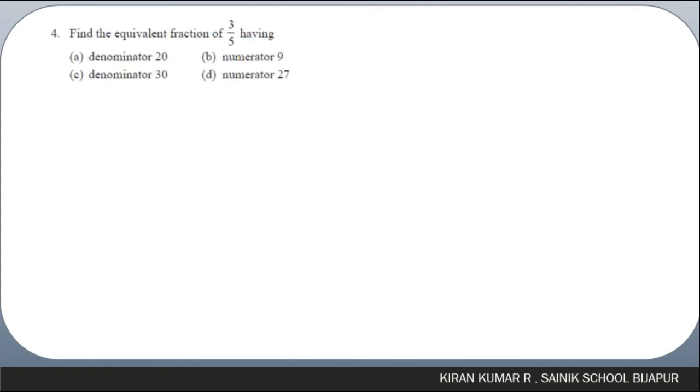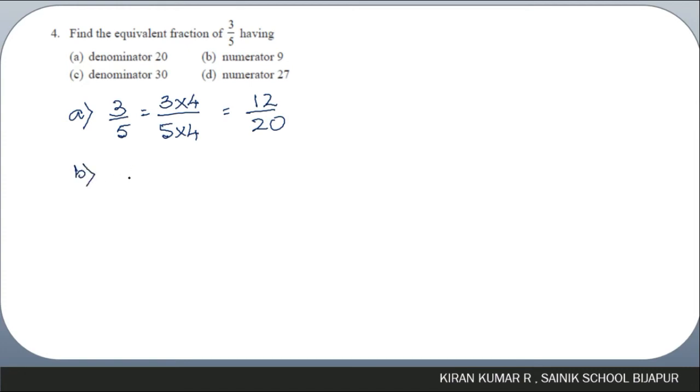Question 4. Find the equivalent fraction of 3 by 5 having first one denominator 20. 3 by 5 is the given number. How do we get the denominator 20? By multiplying by 4, we get denominator 20. So the numerator has to be multiplied by 4. We get 12 upon 20. 12 by 20 is the equivalent fraction of 3 by 5.